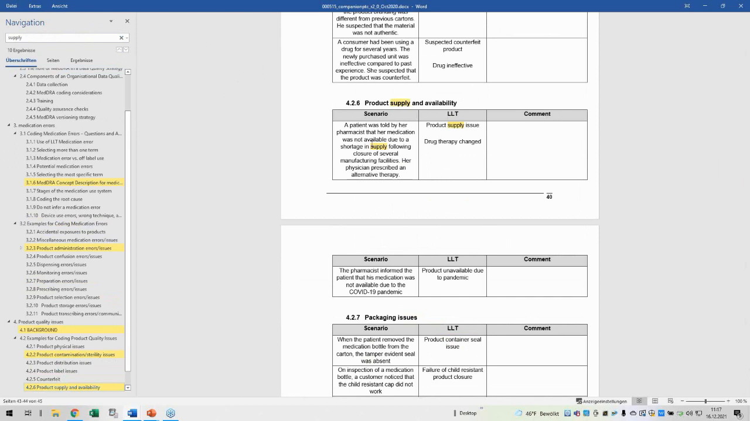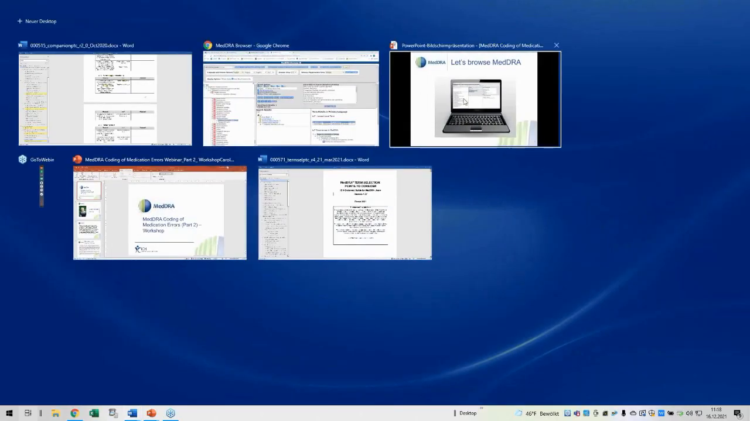Supply rather seems to be referring to the manufacturer, so manufacturing, where the supply by the manufacturer is not guaranteed or not ensured. Whereas availability may be closer to the hospital. So maybe availability is better in this instance, but this is my personal interpretation. Thank you, Caroline.